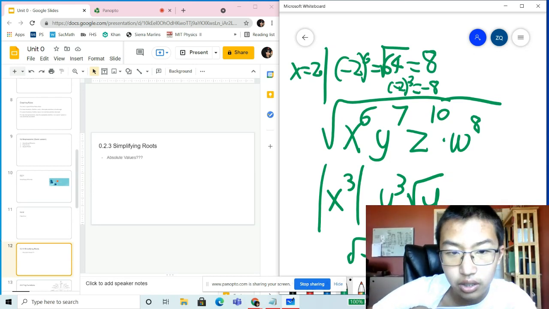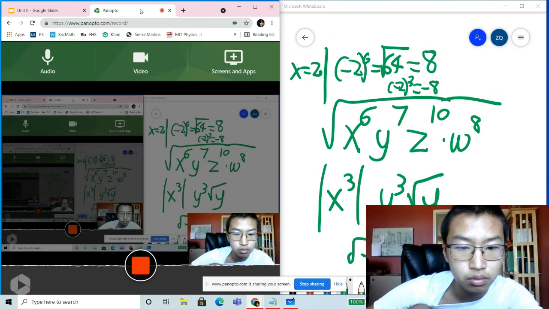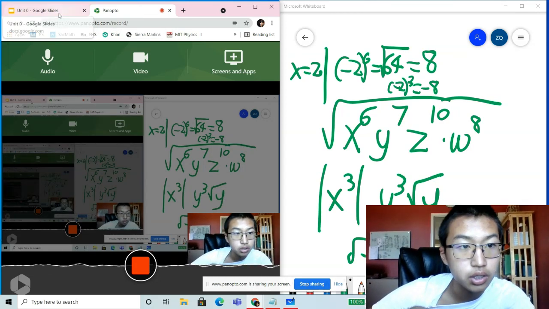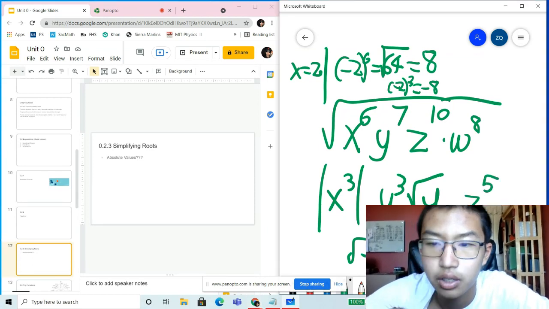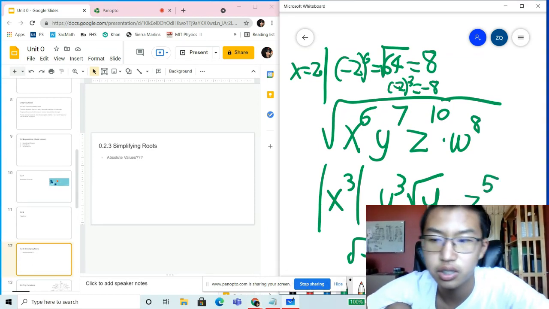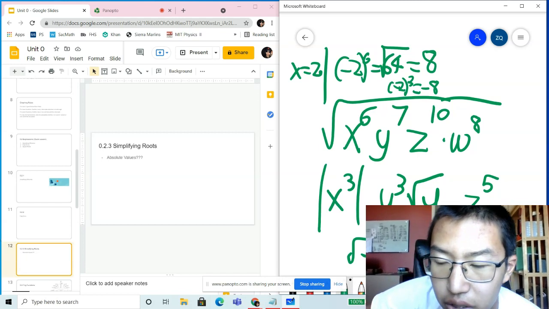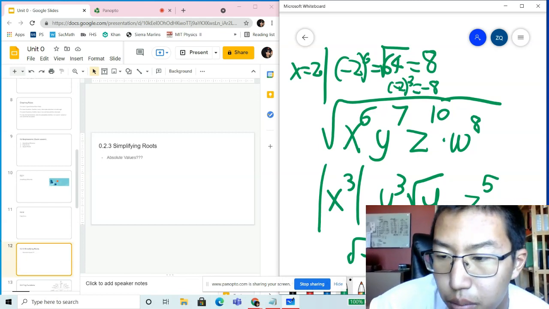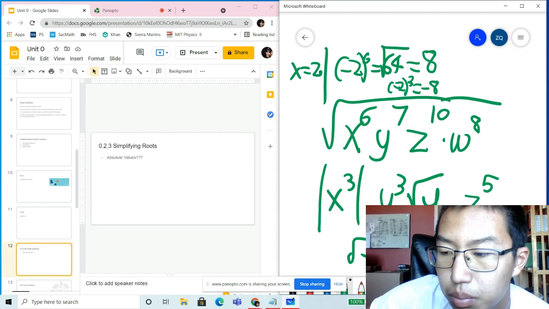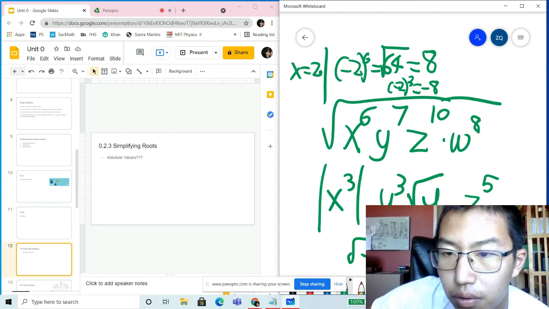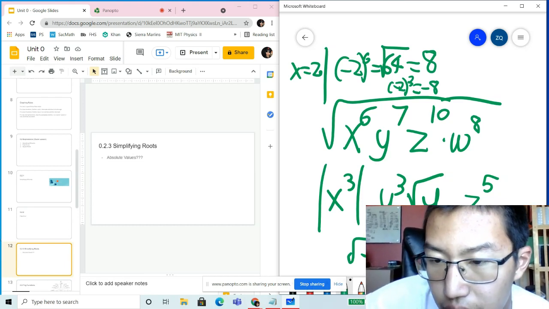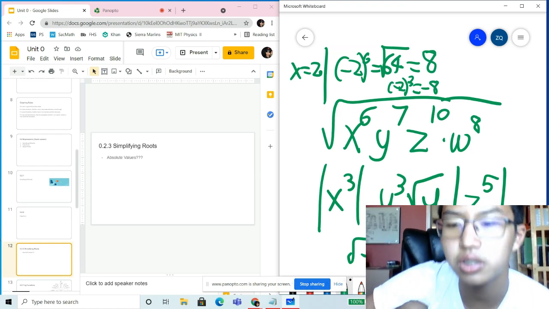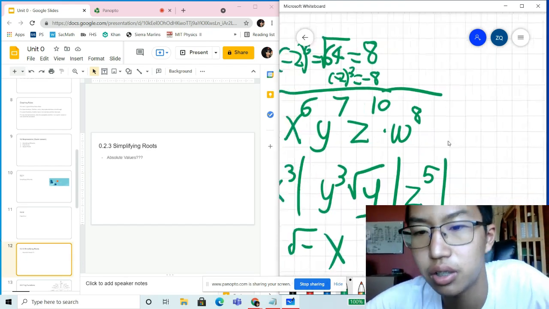Now let's go to z. The square root of z to the 10th is z to the 5th. But z to the 5th has a potential to be negative, because a negative number to the 10th is positive, and the square root of that will be positive. But z to the 5th can be negative. So as a result, we do need to put absolute values around it.